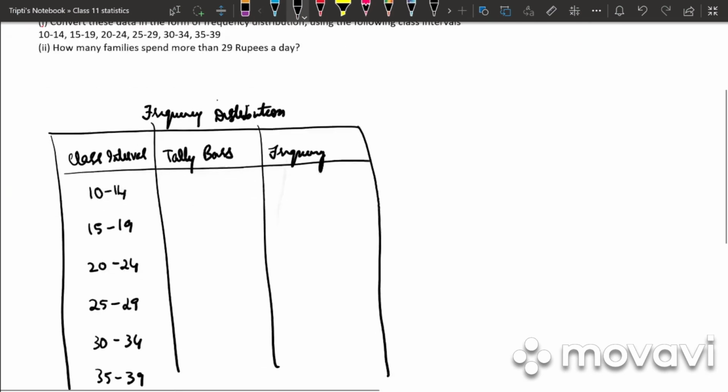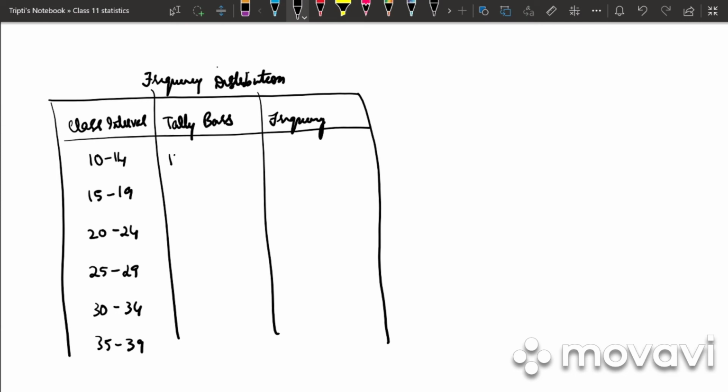So our first number is 11. Then we have 12, 14, 16, 16, 17, 18, 18, 20, 20, 20, 21, 21, 22, 22, 23, 23, 24, 25, 25, 26, 27, 28, 28, 31, 32, 32, 33, 36 and 38.